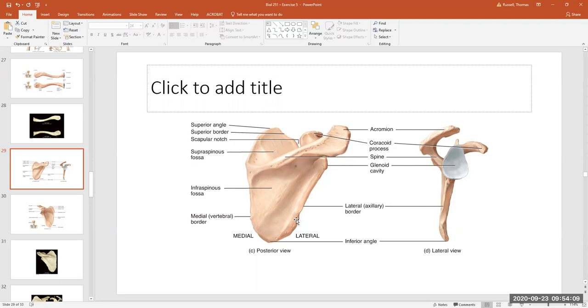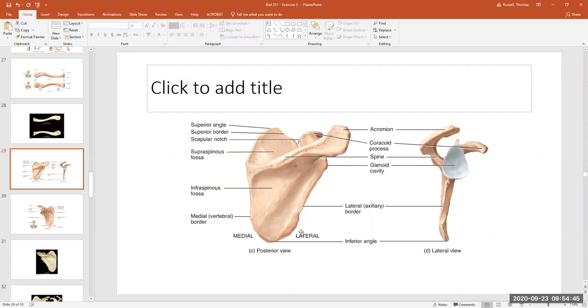Well, to determine left and right on any bone, you really have to know two pieces of information. You always have to know what is posterior, and that's what we're looking at here, what is posterior from what is anterior. And you have to know lateral from medial. So you have to know anterior, posterior, and you have to know lateral and medial in order to determine left and right. So how do I know that this is posterior? Well, it's pretty easy on the scapula.